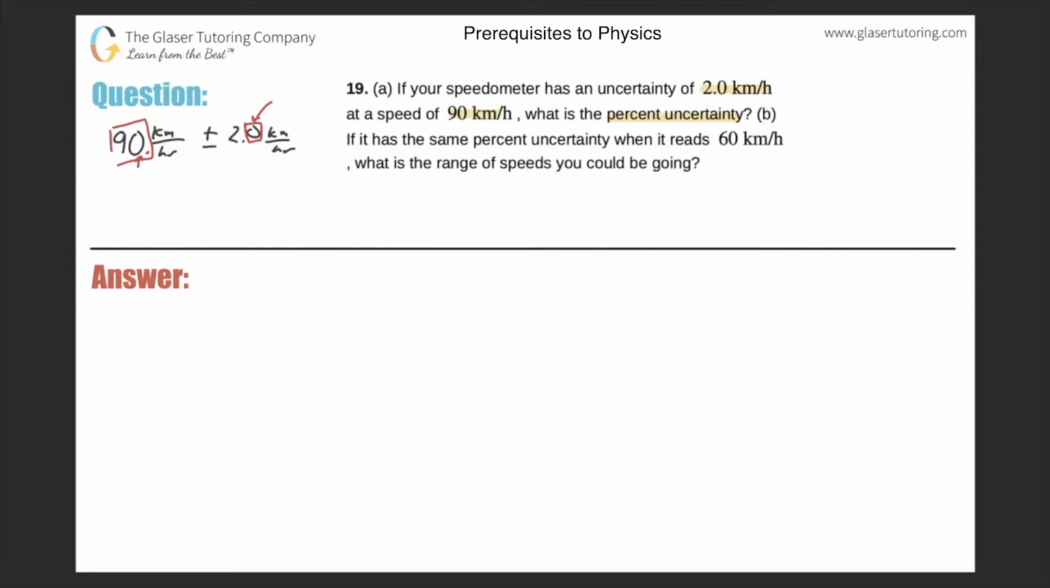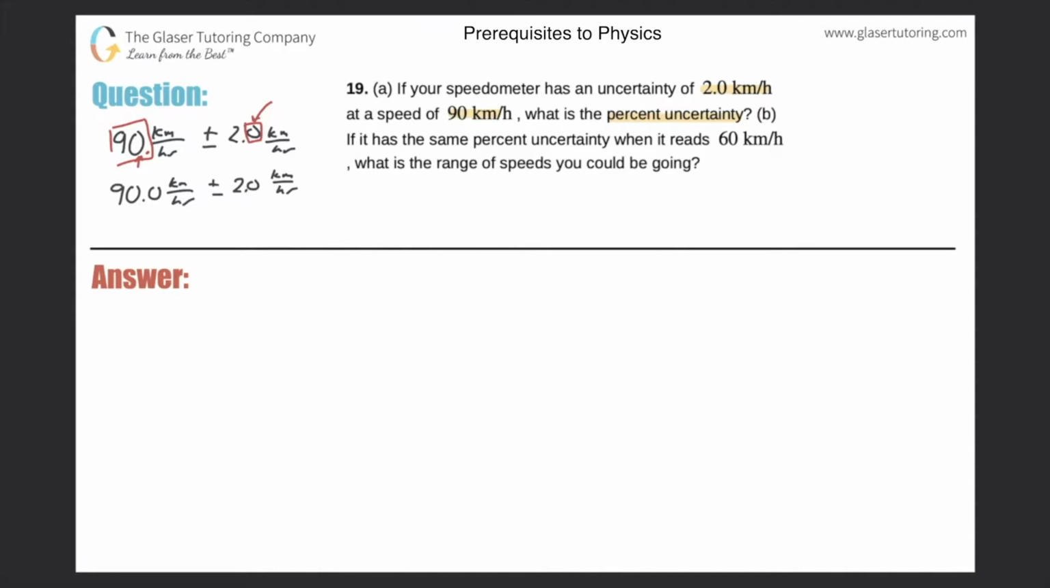So the way that these numbers are presented in this question are really a little too vague, and I'm going to make it a little more rigorous. Otherwise, we're going to get values all over the place. So now, really, the speedometer should have read 90.0 kilometers per hour plus or minus 2.0 kilometers per hour. I decided to make it more precise.